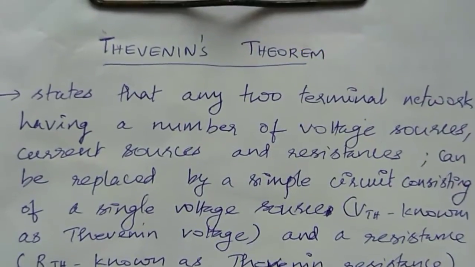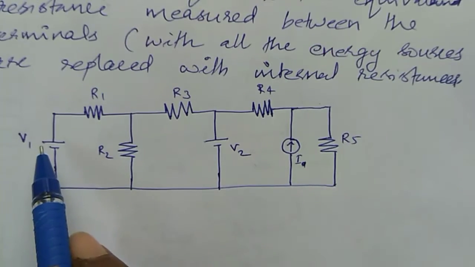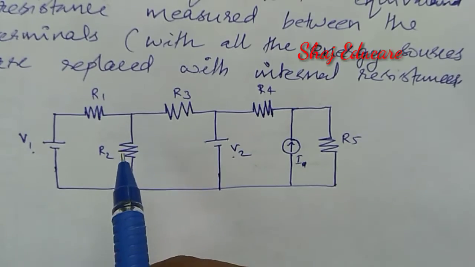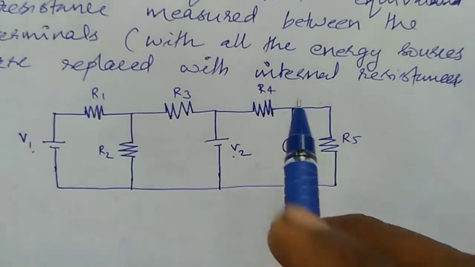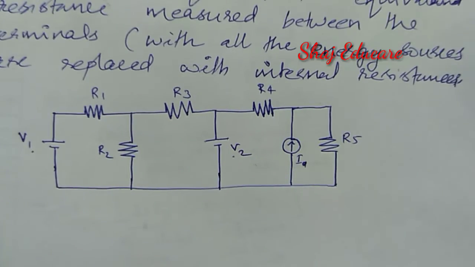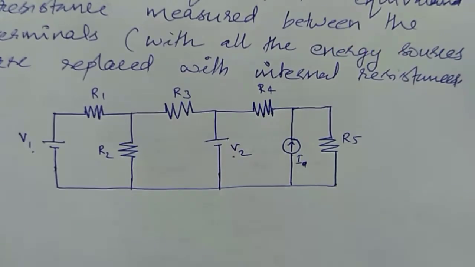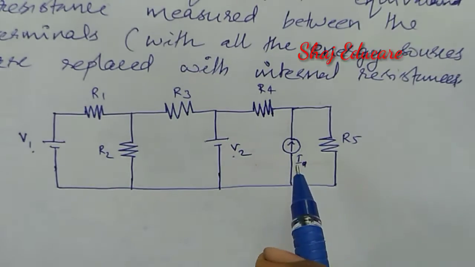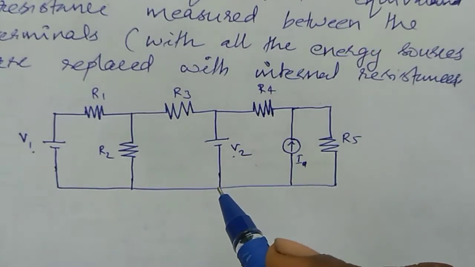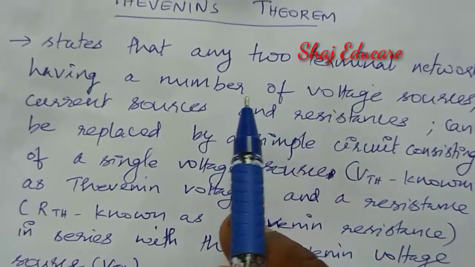That means we have a circuit containing how many voltage sources here? V1, V2, two voltage sources, and five resistances. Five resistances are here, and also one current source is there. This circuit is comparatively a bigger circuit consisting of five resistors, two voltage sources, and a single current source. This entire network can be replaced. That is what the Thevenin theorem says.